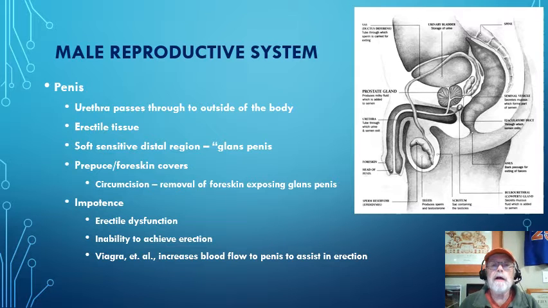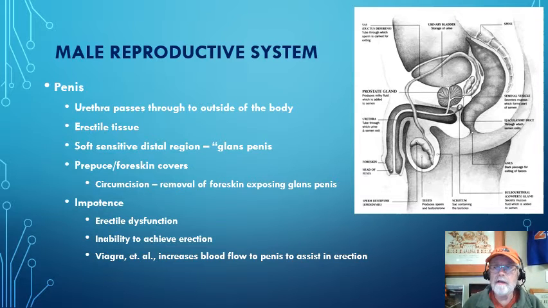The penis is basically the conduit for the urethra. It has erectile tissue, and the erectile tissue in the penis is basically what are called venous sinuses. Inside the penis, there are large areas that collect a lot of venous blood. So during an erection, those venous sinuses fill with blood, and as a result, that's the process that makes the penis erect.